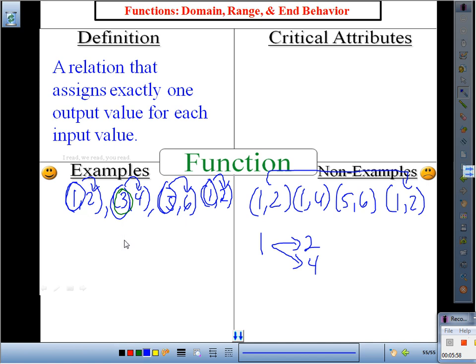On the examples, think about an equation in function form. An equation in function form, and write it in there, please.